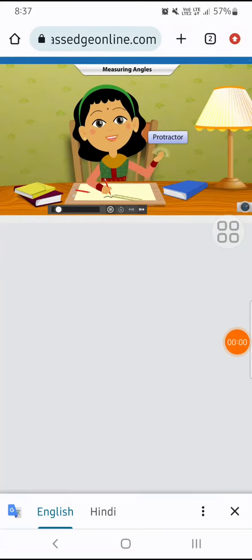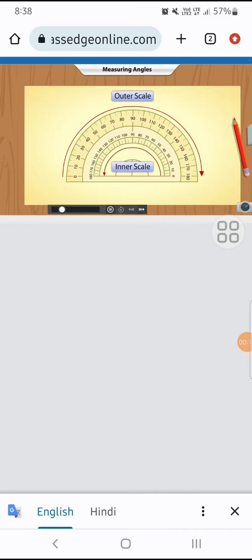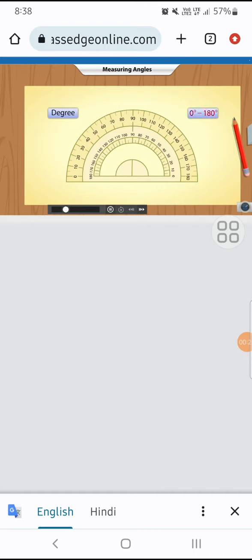called a protractor. If you look closely at the protractor, you will see that it has two scales on it, an inner scale and an outer scale, both marked from 0 to 180. The standard unit for measuring angles is degree. So, we can say that the protractor has markings from 0 degrees to 180 degrees. This small circle is the symbol for degree.